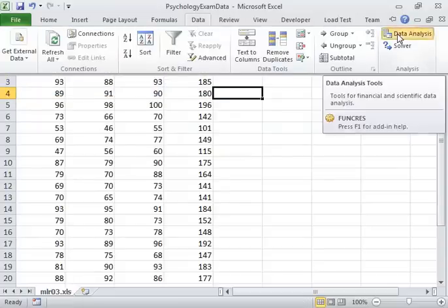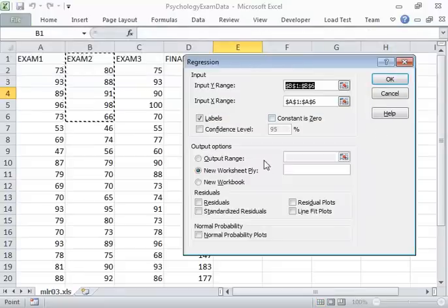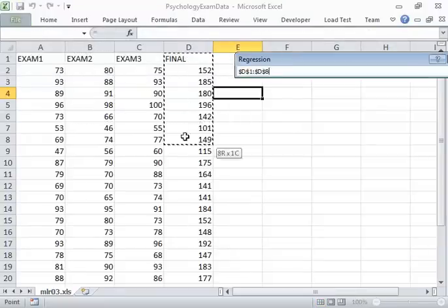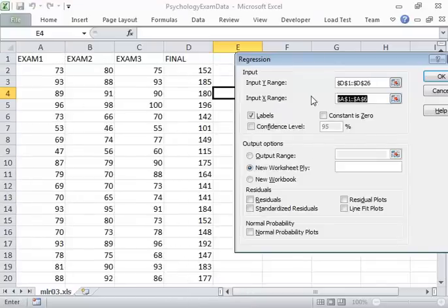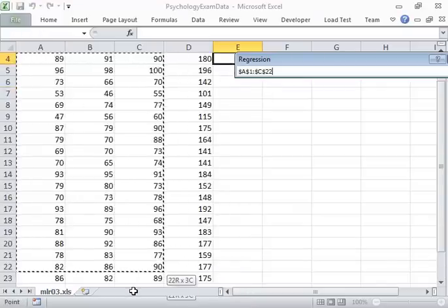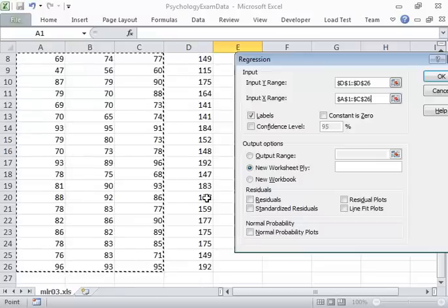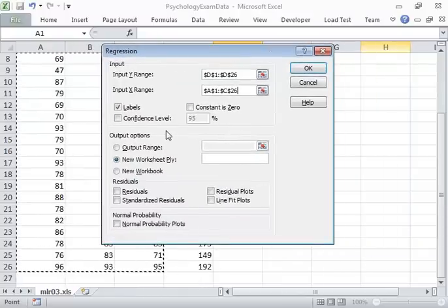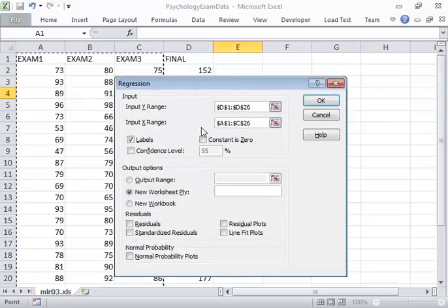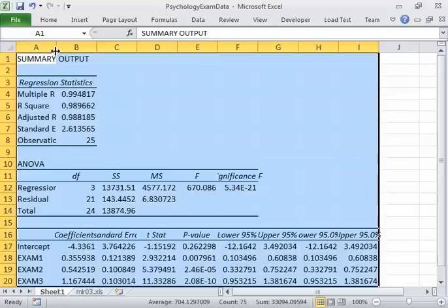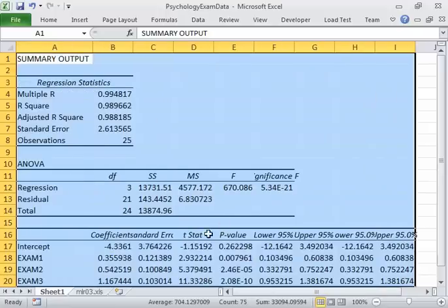So we go to data, data analysis, regression, and our Y range, what we're trying to find out, is our final exam. And our X range, what we already know, are our other 3 exams. Because I included the first row, which had the words on it, I will check labels and click OK. Now we have our regression results.